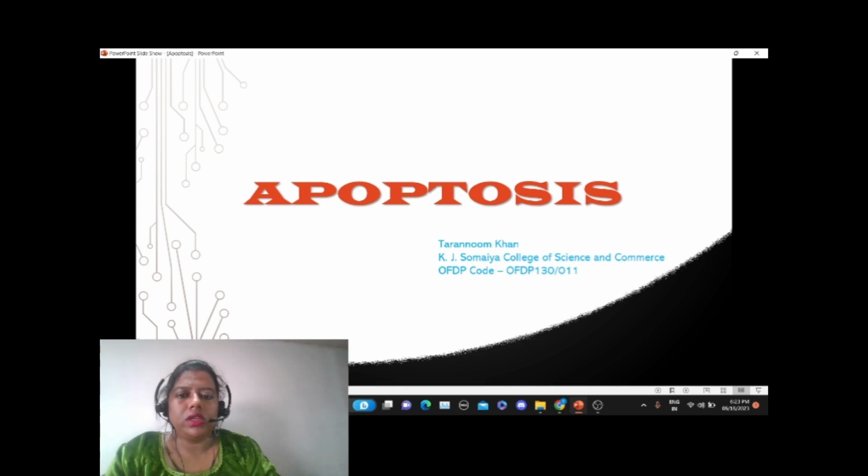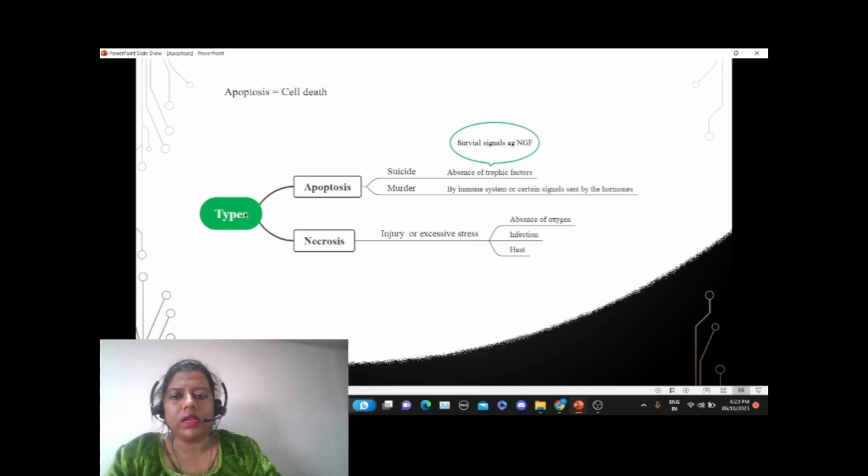So the topic of today's discussion is apoptosis. Apoptosis in common terms is known as cell death. There are two types of cell death: apoptosis, as I already mentioned, and the second one is necrosis. Now the cell undergoes apoptosis due to two main things. One is that the cell can commit suicide by itself. This the cell will do in the absence of any trophic factors, such as survival signals like nerve growth factor, or the cell, if it is infected by a virus or a bacteria, is murdered by the immune system.